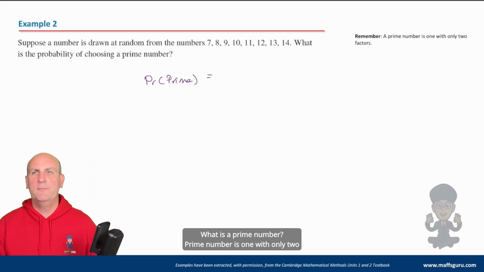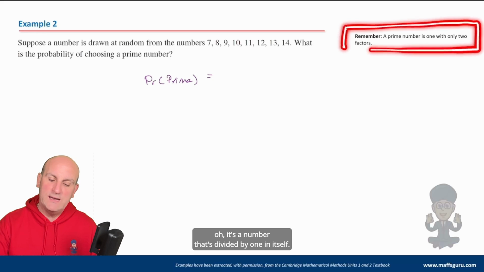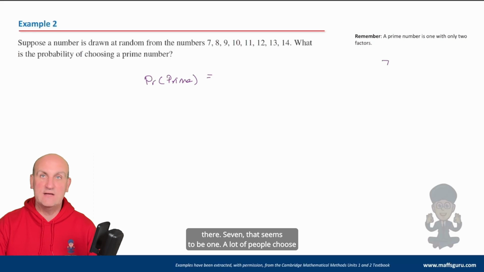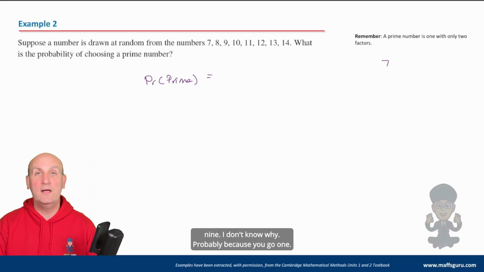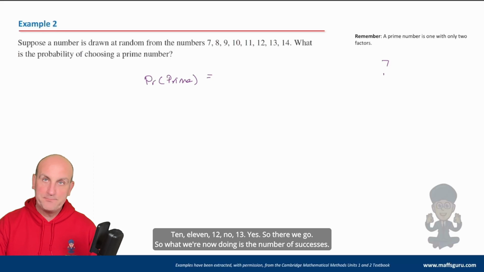Right, what is a prime number? A prime number is one with only 2 factors. And again, that's really important. A lot of people go, oh, it's the number that's divided by 1 and itself. A prime number is one with only 2 factors. So let's see if we can list all the prime numbers there. 7, that seems to be 1. A lot of people choose 9. I don't know why. What's the first prime number? 2, 3, 5, 7, and then I think you just get tricked into 9, but 9 is divisible by 3. 10, no. 11, yep. 12, no. 13, yes. So there we go.